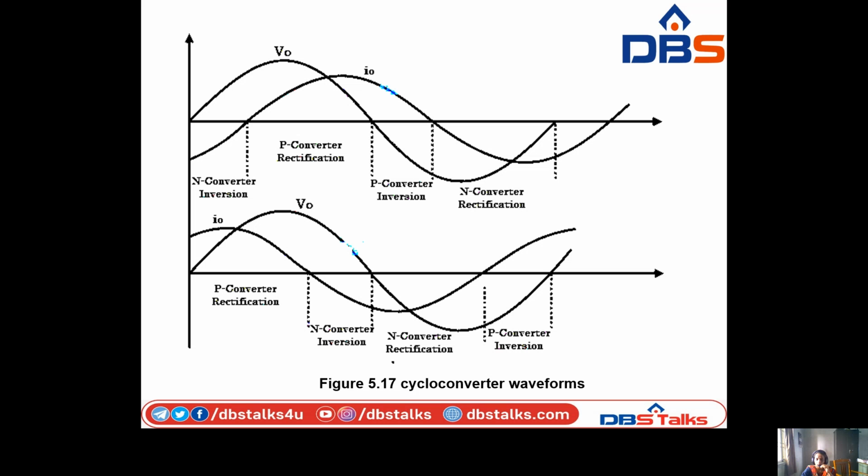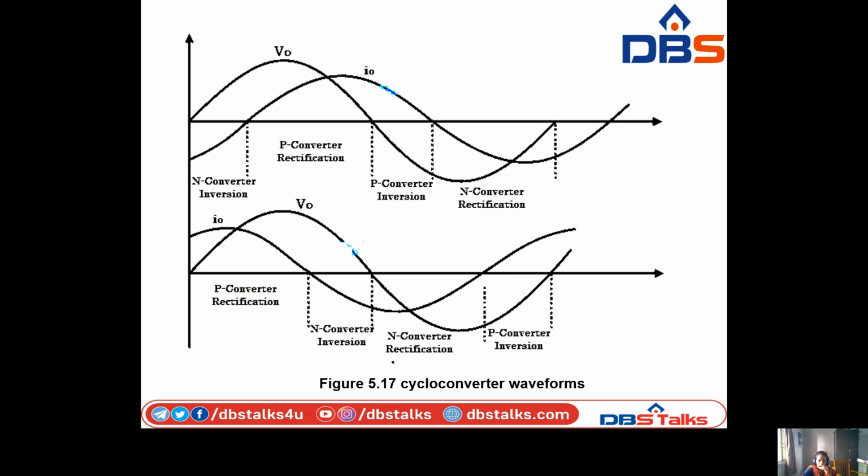Then the P converter is turned off, but because of the inductor in the load, up to some point the P converter will act in inversion mode. Then the N converter will be turned on, and the N converter will act in rectification mode. The N converter will be in rectification mode and it produces the negative half cycle.